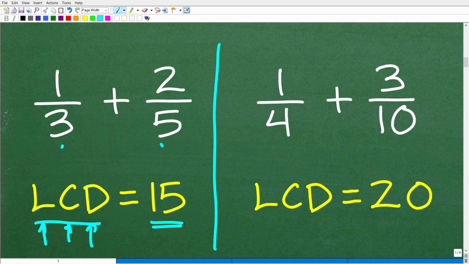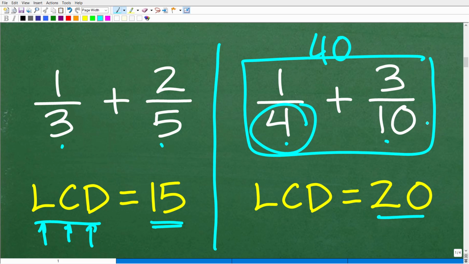Well, what's the lowest number both of these numbers go into? The denominators, right? So 4 and 10. It's pretty obvious that they both go into 40. But is that the lowest number? No, your brain starts working. Well, no, they also go into 20. So the LCD for these fractions with these denominators is 20.